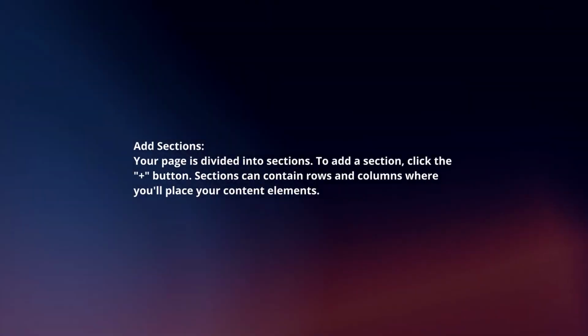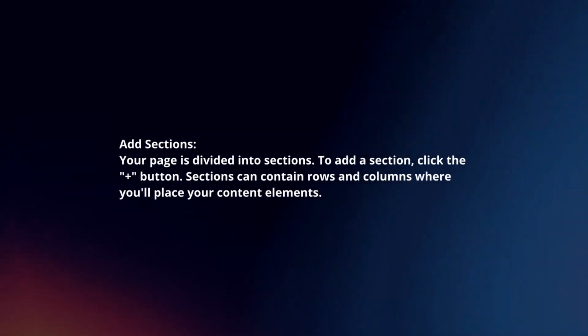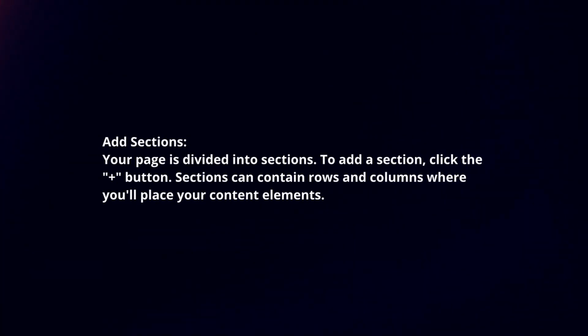Add sections. Your page is divided into sections. To add a section, click the plus button. Sections can contain rows and columns where you will place your content elements.